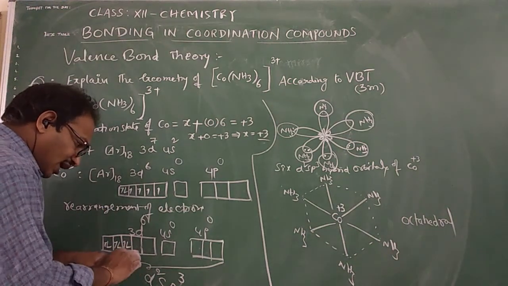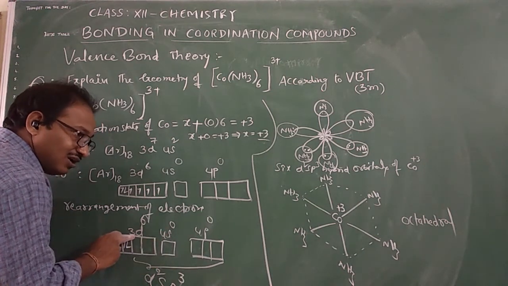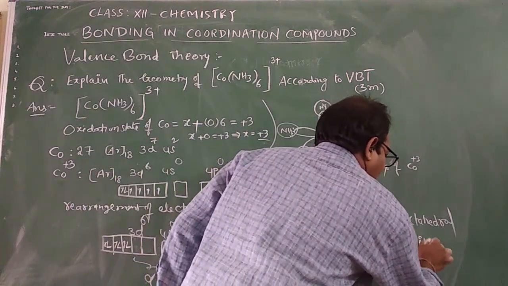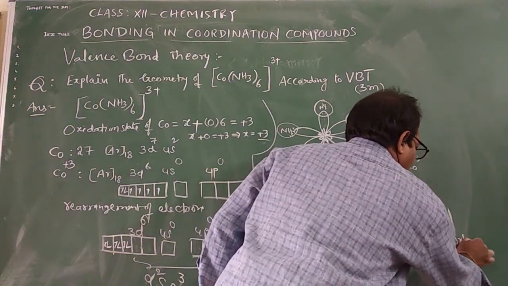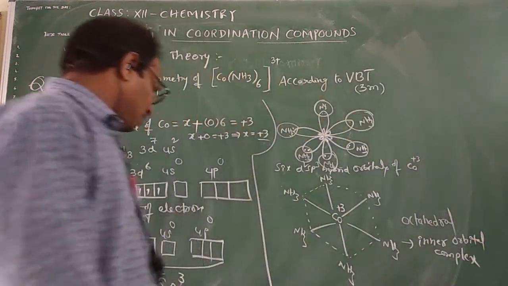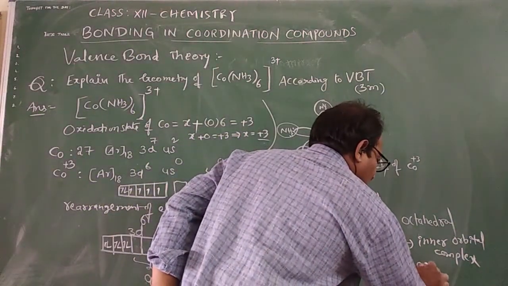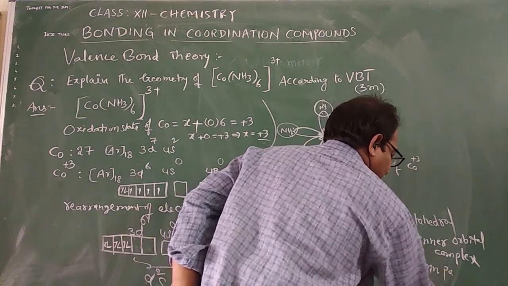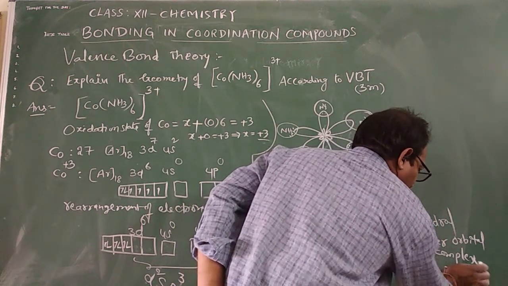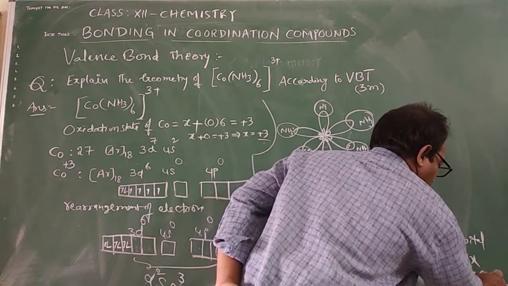And here, see, d2sp3 hybridization: 3d, 4s, 4p. Inner orbitals are there. So this is called an inner orbital complex. What type of complex? Inner orbital complex. When inner orbital complexes are paired, they are spin paired, or you can say low spin complexes.